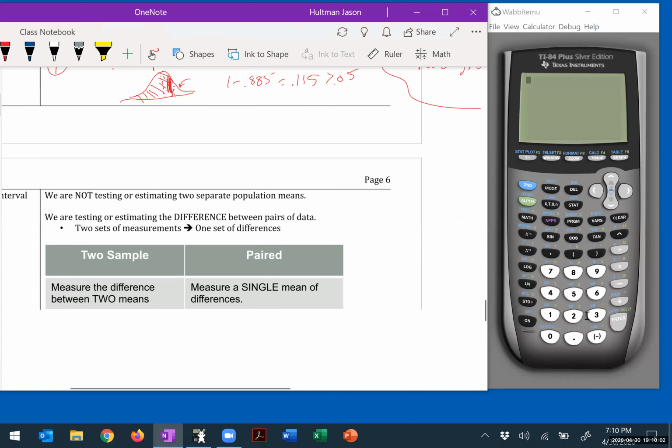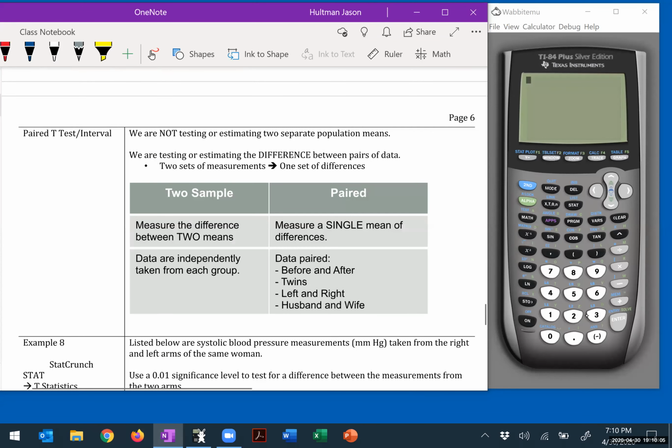Okay, what happens if they are paired? If we have pairings, say that we have husband and wife. Just hypothetically, this is maybe minutes that they exercise. Maybe the husband does 15 minutes and the wife does 30. The husband does 70 minutes and the wife does 45. Maybe the husband does 5 minutes and the wife does 15 minutes.